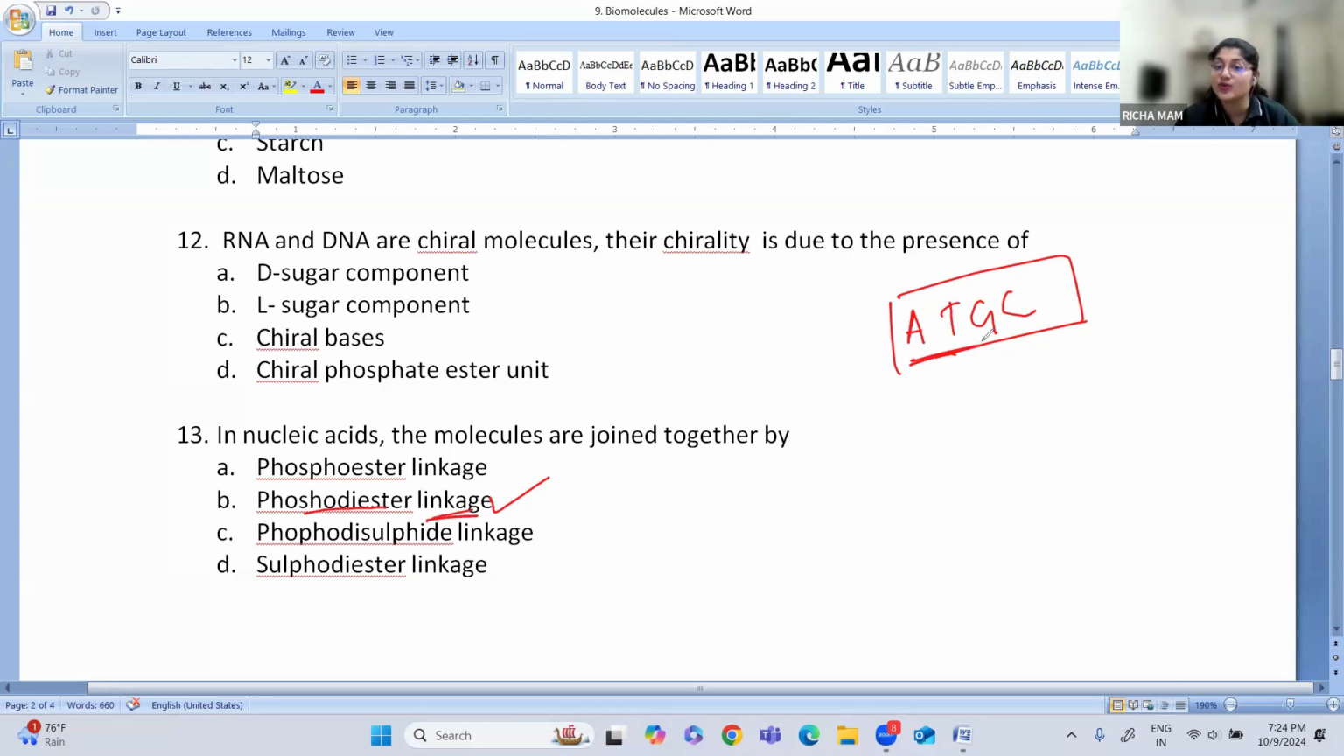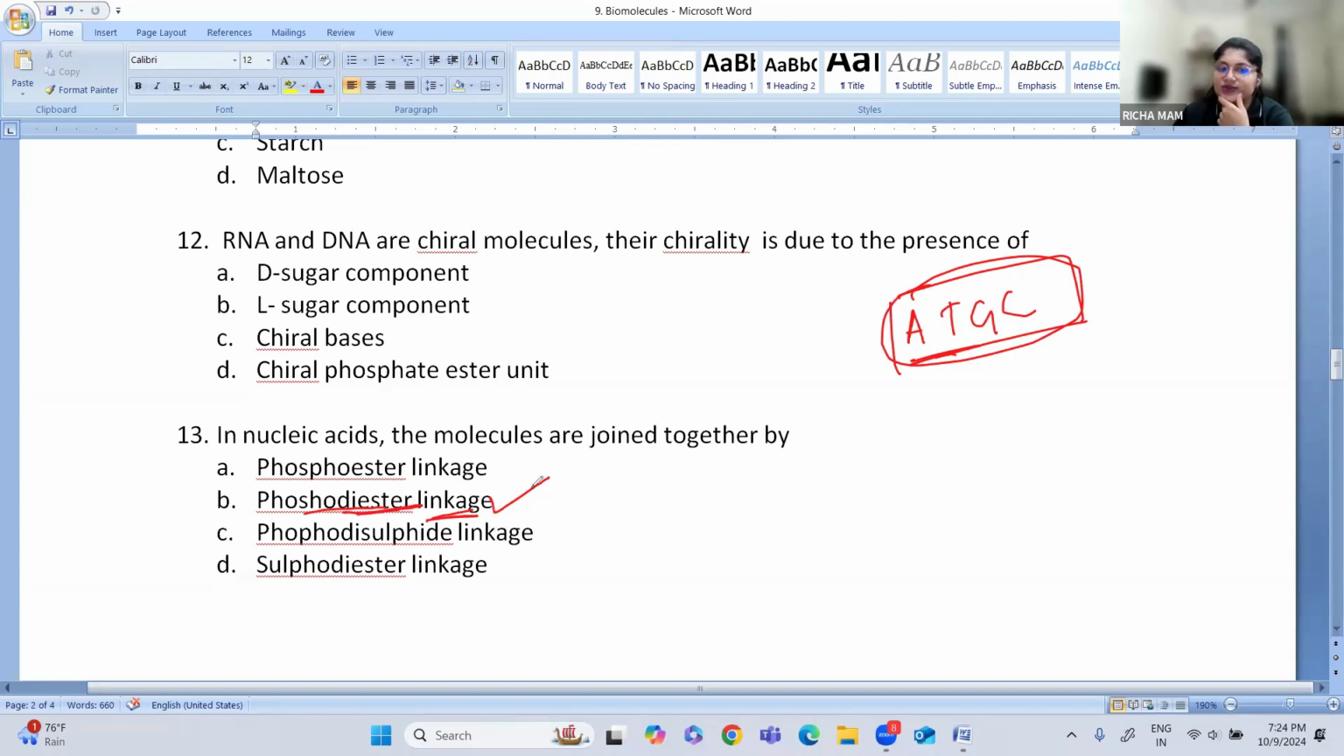Now, how do we have the glycosidic linkage? It joins the two units of glucose in maltose, as we saw. Similarly, in nucleic acid, how are these molecules joined? They are joined by these phosphodiester linkages.